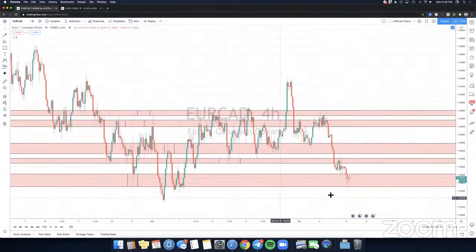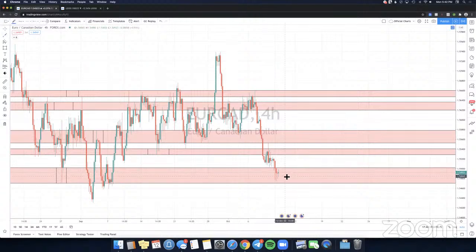But yeah, looking at your CAD right here, it looks like it's stuck within the zone. So it looks like it's retracing back up, and then it might just consolidate within the zone before it either breaks out upwards or breaks out downwards.